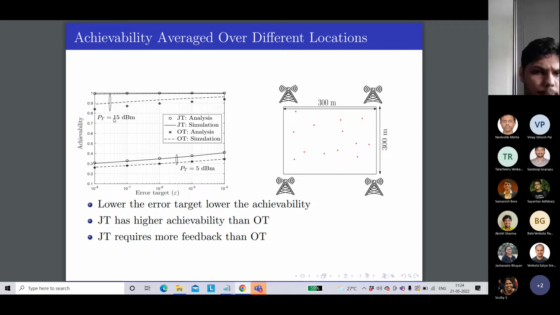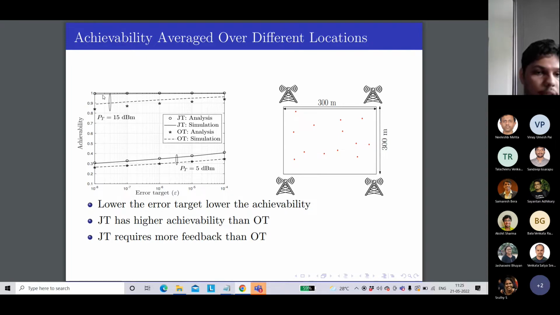We plot it for 2 transmit powers. At higher transmit power, you have higher achievability because you have high SNR. And second thing, we can see the joint transmission achievability is higher than OT for both the transmit powers. At 5 dBm, this is for OT and this is for JT, and at 15 dBm also, the achievability is more.